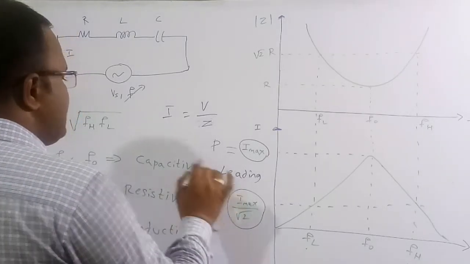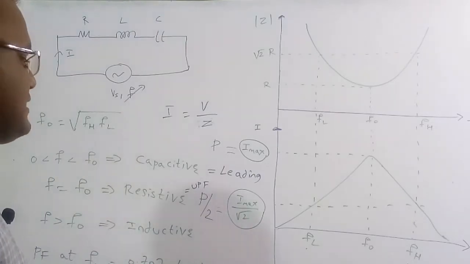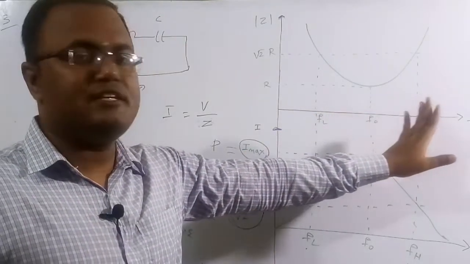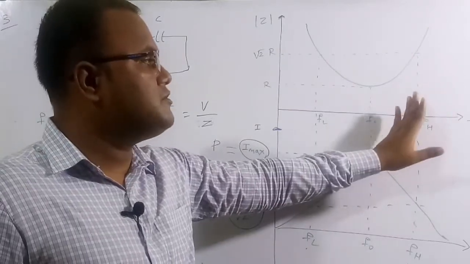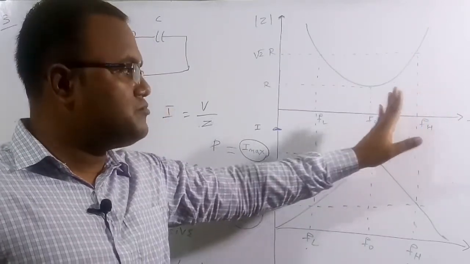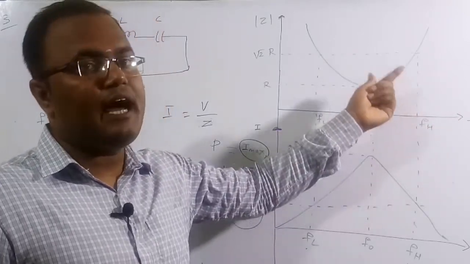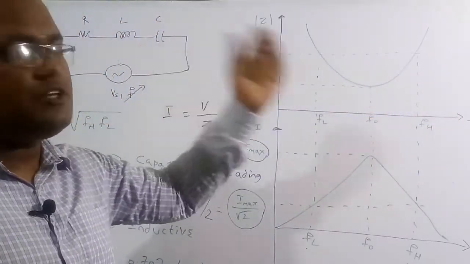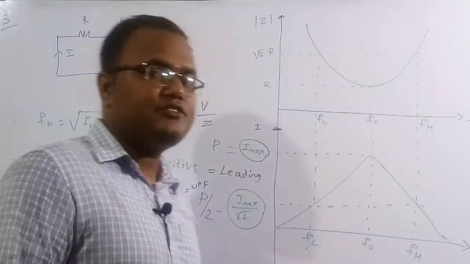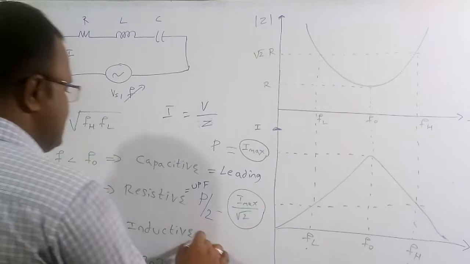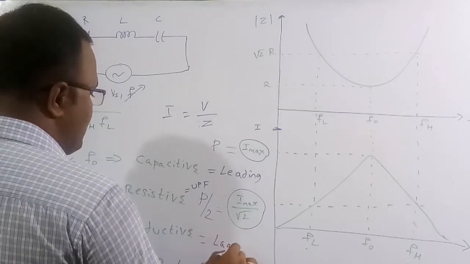So therefore the phase angle between the voltage and the supply current is 0 degree. When we operate at a frequency more than the resonant frequency, the inductive reactance will be much higher than the capacitive reactance. So the circuit will act like an inductive circuit, or a lagging power factor circuit.